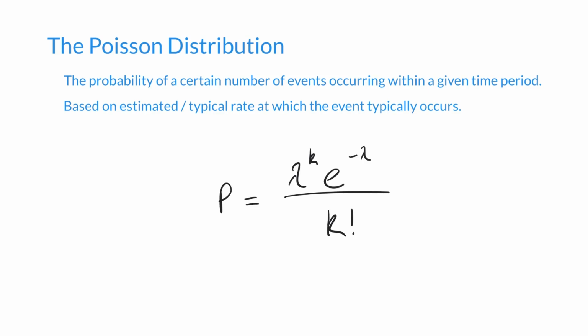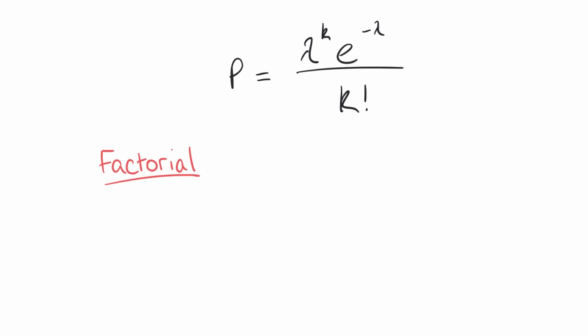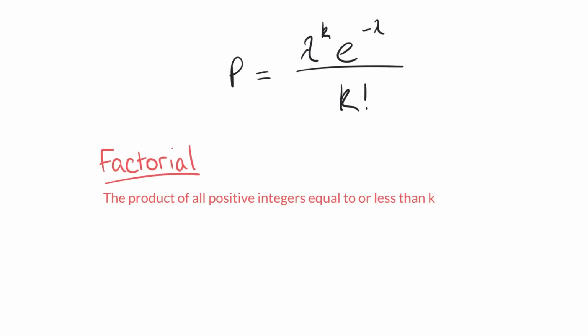The Poisson distribution is given by this formula here. It's a probability P, which is given by lambda to the power k multiplied by the exponential e to the power minus lambda, divided by k factorial. Now, just as a side note here, in mathematics, this exclamation mark represents what we call a factorial. And a factorial is the multiplication of all positive integers equal to or less than that number.